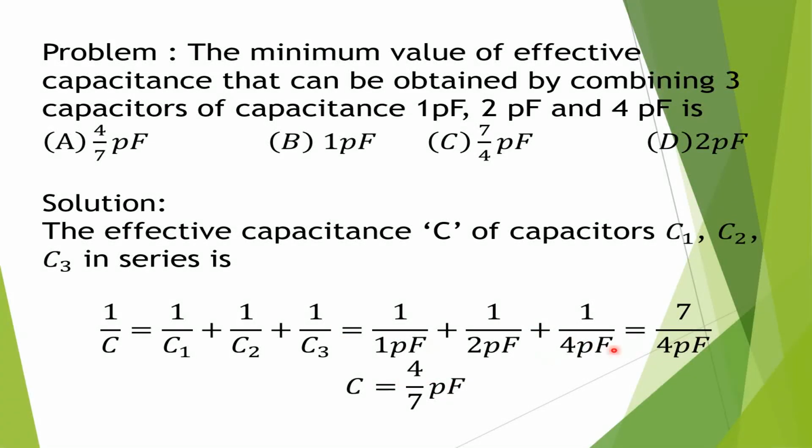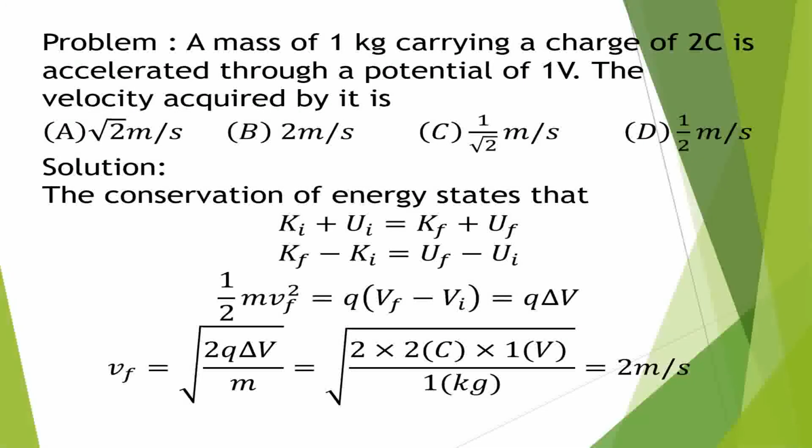Let's look at the next problem. A mass of 1 kilogram carrying a charge of 2 coulomb is accelerated through a potential of 1 volt. The velocity acquired by it is. Okay, so now this has to do with the conservation of energy. From the conservation of energy, Ki is the initial kinetic energy, Ui is the initial potential energy, and these are the final kinetic energy and final potential energy. So the change in the kinetic energy is equal to the change in the potential energy.